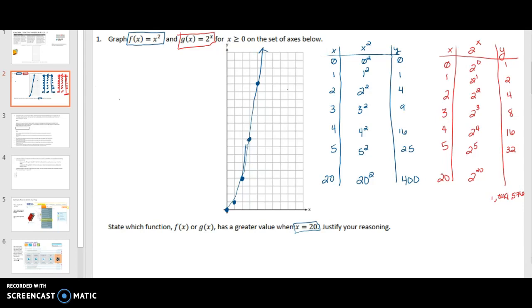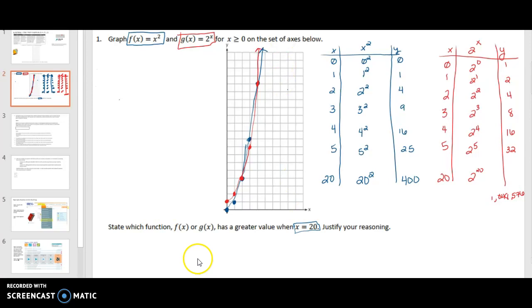So we have 0, 1, 1, 2, 2, 4, 3, 8, 4, 16, and then obviously 5, 32 is not on here. So, again, let me draw my graph.